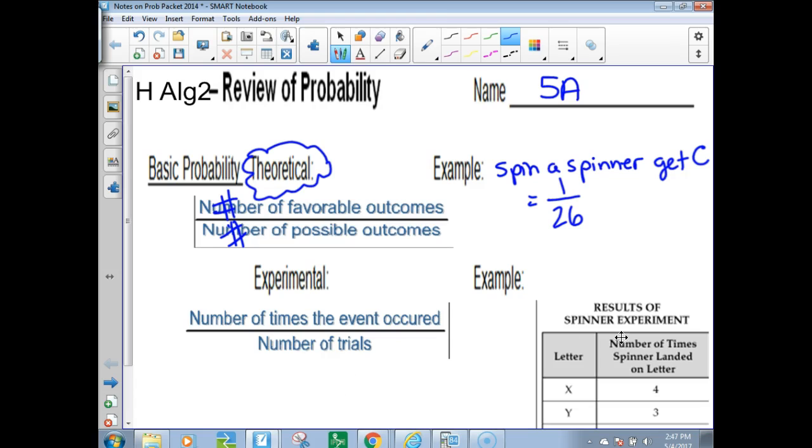Experimental, though, has to do with the trial. So all you need to write down for experimental is the number of times the event occurred, given the number of trials that were performed. They're just a little different. One's based on an actual experiment, one's based on what in theory should happen.